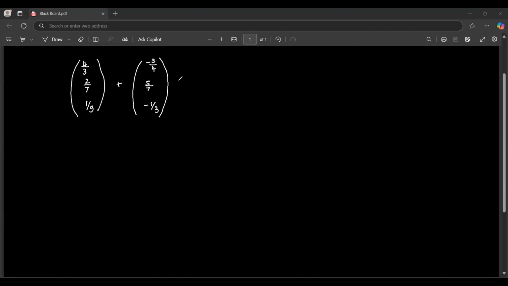Okay, now we know we have to add these things. Here we have 4 over 3, here we have minus 3 over 4. So 4 over 3 added with minus 3 over 4 will give us 12, and we will have 16 here, we have 9, so 7. So it will be 7 over 12. And this one is simple, 207 plus 507 is 1, no worries. And 109 minus 1 over 3 will give us minus 2 over 9.